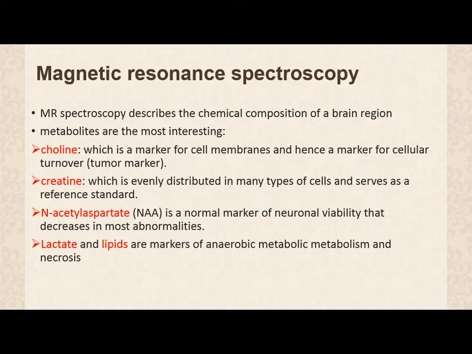Okay, these metabolites are choline, creatine, NAA or N-acetylaspartate, and lactate and lipids, by a spectrum. Choline is a marker for cell membrane or cellular turnover. It's a tumor marker. Creatine is evenly distributed, so we use it as a standard. We measure everything against creatine. NAA is a marker of neuronal viability. Are the neurons alive or dead? Lactate and lipid is for anaerobic metabolism, like abscess, for example.